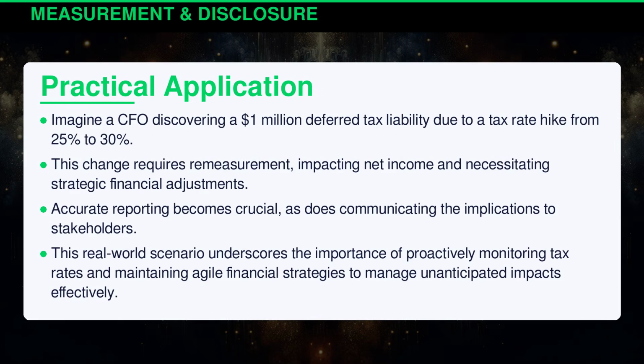Imagine a CFO discovering a $1 million deferred tax liability due to a tax rate hike from 25% to 30%. This change requires remeasurement, impacting net income, and necessitating strategic financial adjustments. Accurate reporting becomes crucial, as does communicating the implications to stakeholders. This real-world scenario underscores the importance of proactively monitoring tax rates and maintaining agile financial strategies to manage unanticipated impacts effectively.